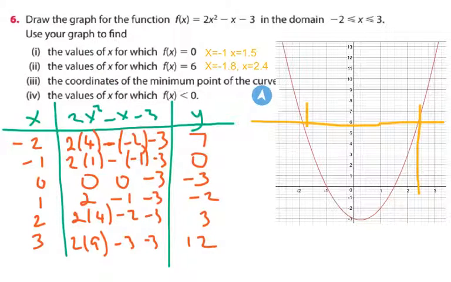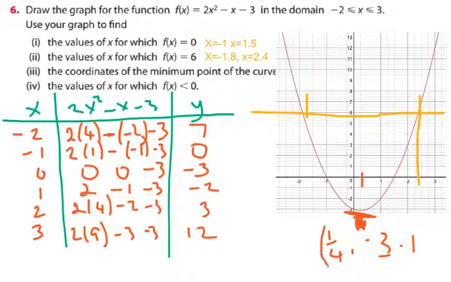So the coordinates of the minimum point of the curve. Well, it looks like it's, I'd say, about around there somewhere. I can't be precise with my pen, but I'm looking at it and it looks to me like maybe about a quarter, and then minus 3.1, something like that. A quarter, comma, minus 3.1. Okay, so there's my coordinates, I think, a quarter, minus 3.1.